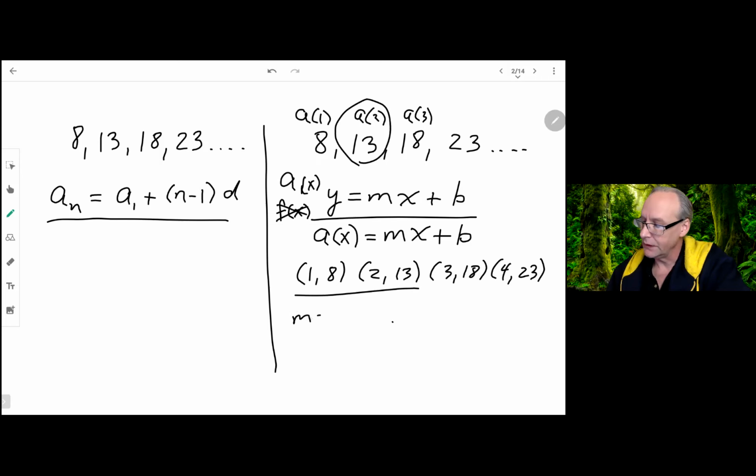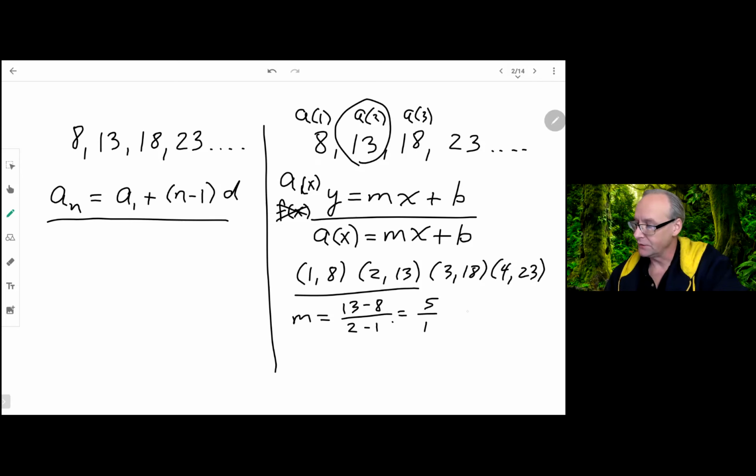The slope is y1 minus y2 over x1 minus x2. 13 minus 8 is 5 over 1. So my slope is 5. Now I still need my b, don't I? Well, remember, we choose one of the points. It doesn't matter which one.